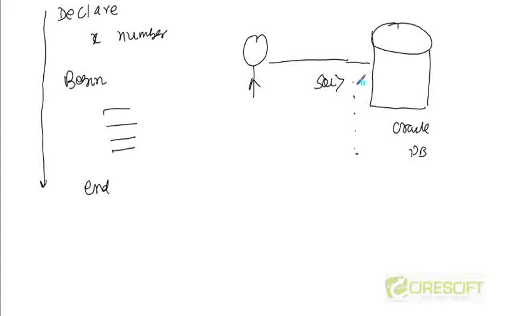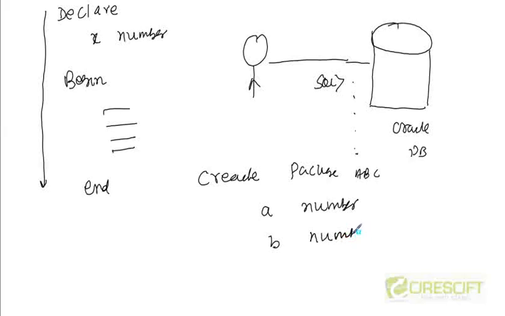So if there is something that is a constant or that needs to be kept across the complete session, then what we can do is create a package specification, like create package ABC, and then we give A number, B number, and C is a varchar2, and so on. Okay, so this is the end of package, end ABC.